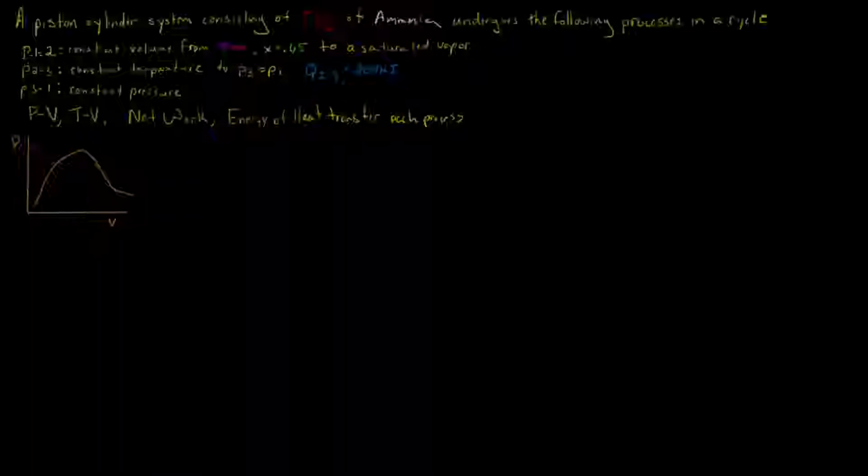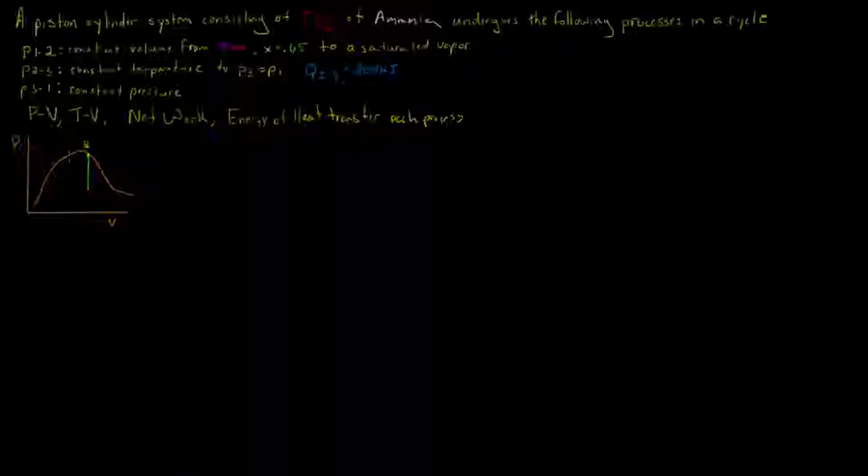But when we start at state 1, we're told that we're at 8 bar and we have a quality of 0.65. So we're going to be somewhere in this region right here. Let's call this state 1. So we have a quality of 0.65, so we're inside this dome. And to go from 1 to 2, it's going to be a constant volume process. So since our x-axis right here is volume, we're going to go straight up, until we hit this line, because that is where we are a saturated vapor. And that's going to be state 2.